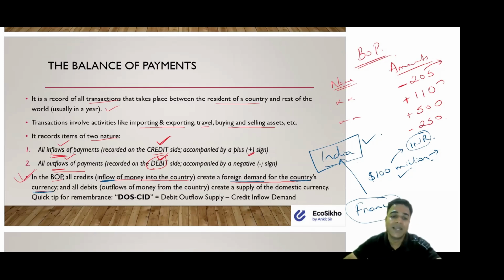Just to summarize it once again, whenever there is an inflow of money into our country, it's the foreigners who come up with the international currency and want to demand Indian currency. Since they will be investing in India, they can't spend in their currency. They need the local, domestic currency. And vice versa, whenever there is a debit, an outflow of money, it creates a supply of the domestic currency. Just like the inflow creates a demand for the domestic currency, similarly, this outflow leads to a supply of domestic currency.